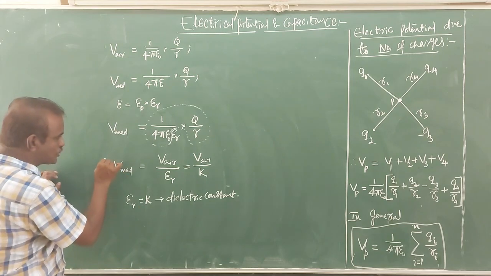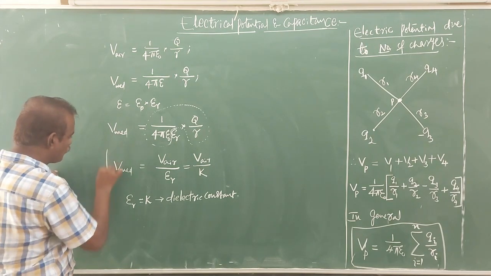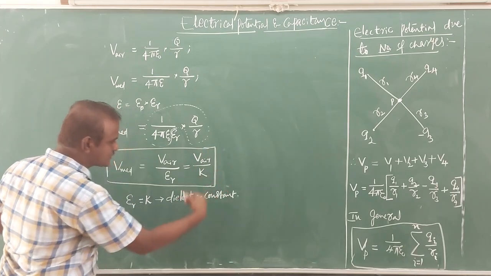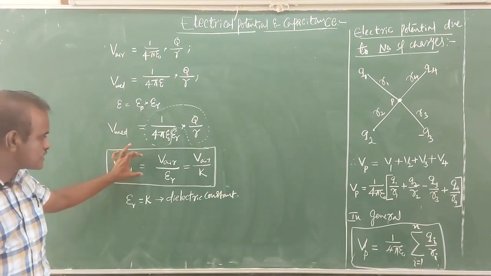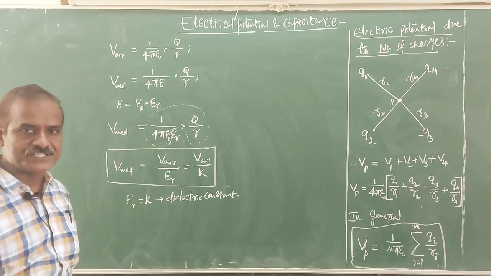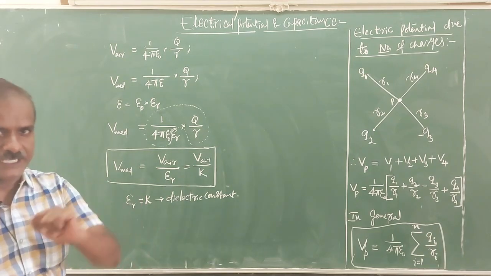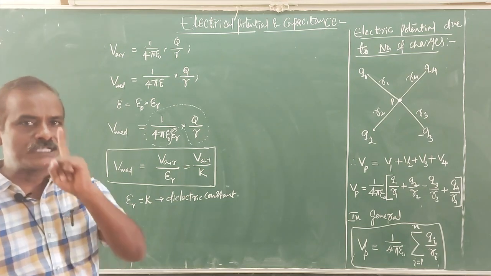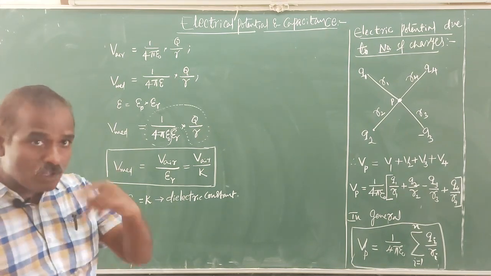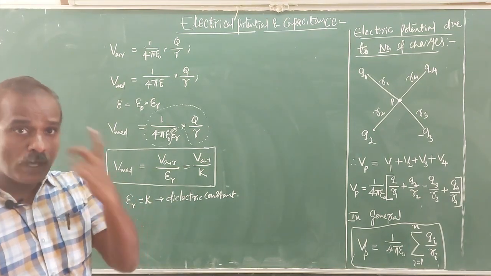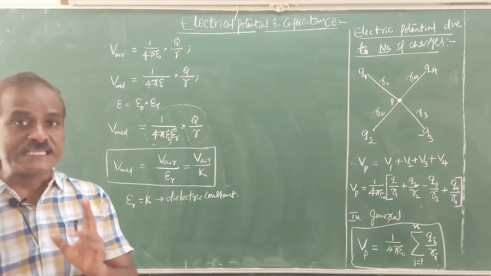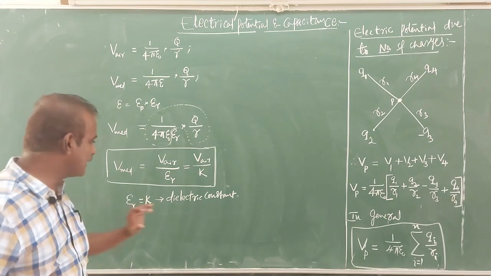So, this is the relation you find, in the presence of a dielectric medium which is other than air. Of course, air is also a dielectric. For air, the value of the dielectric constant is 1, and for all other media it is greater than 1, as you know, and for metals, this dielectric constant is infinity.